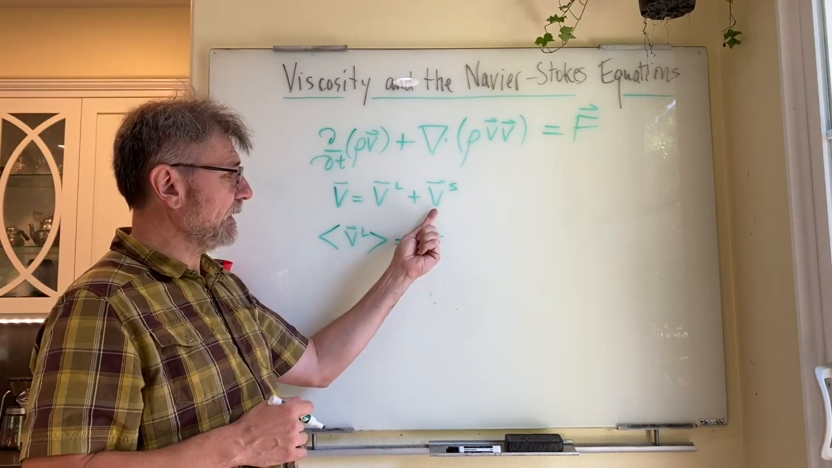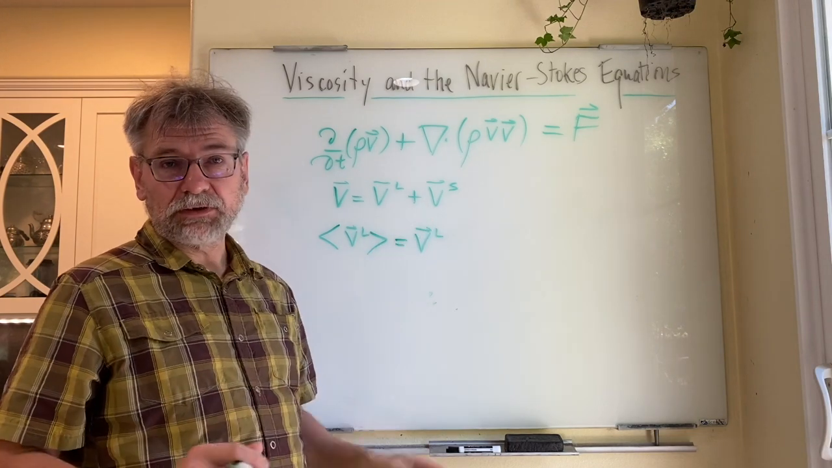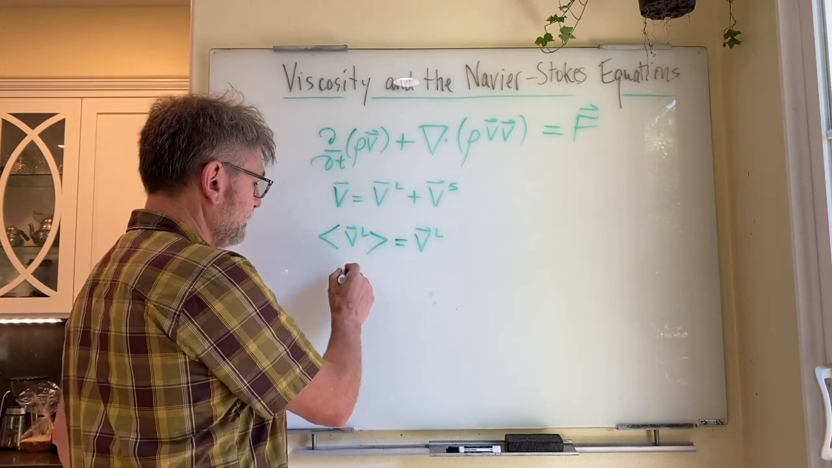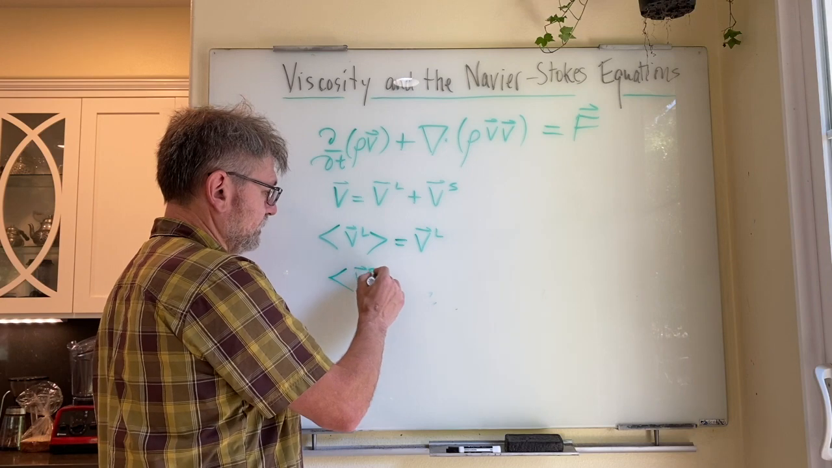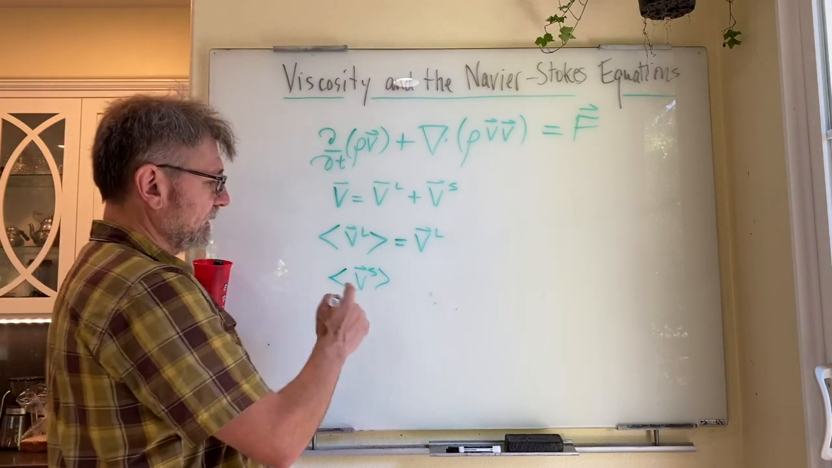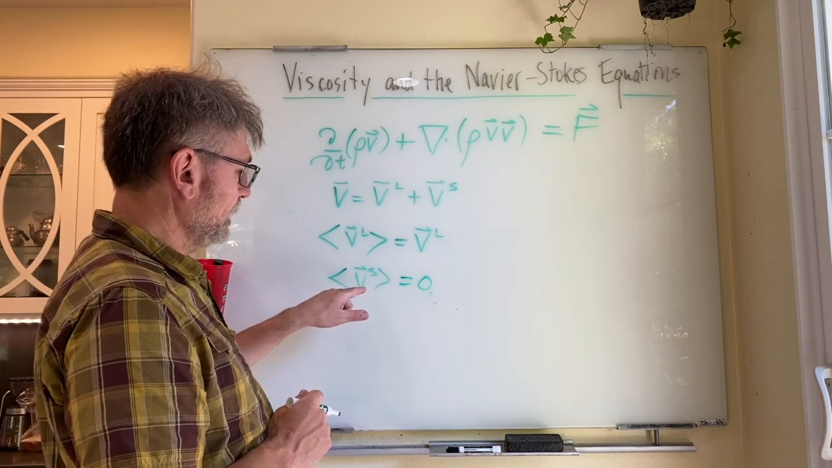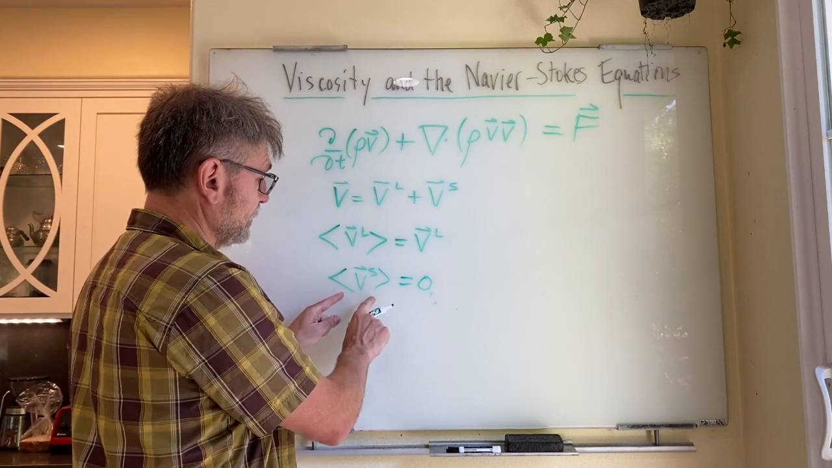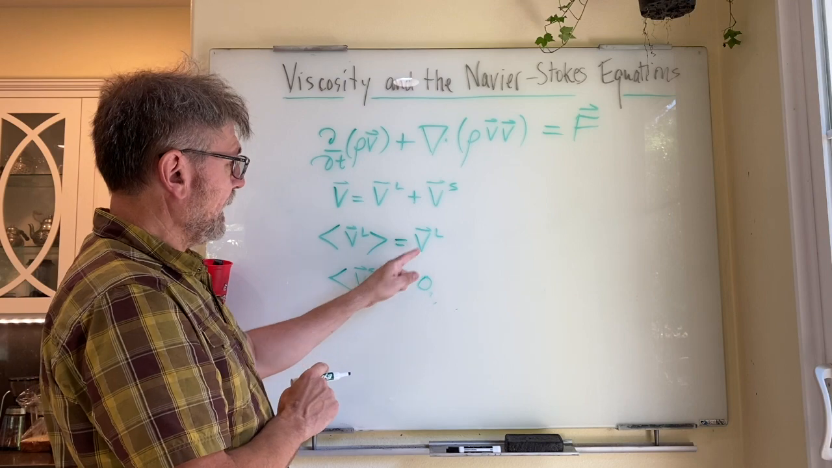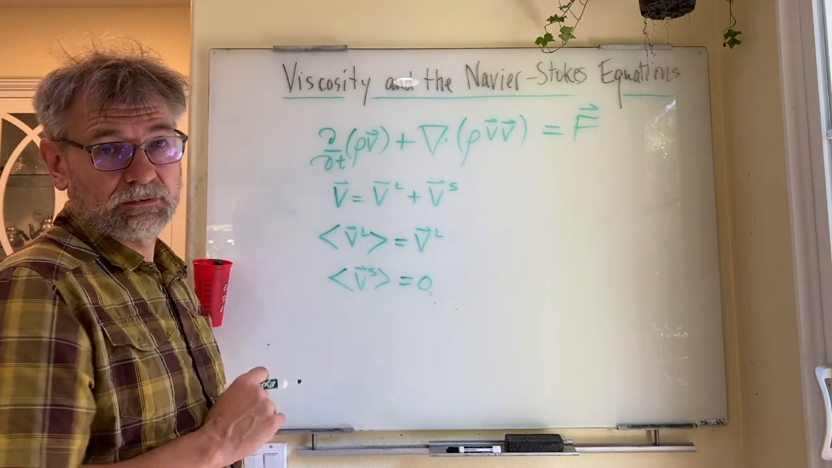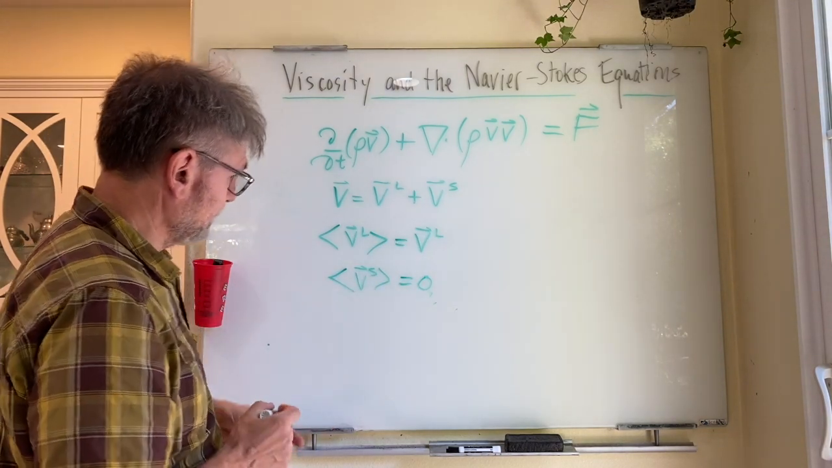On the other hand, v_s has no large scale variation. So if I average v_s, the small scale flow, then the assumption is that it just averages to zero. So everything that varies on scales of the averaging and larger is v_L, and everything else averages to zero. Right, so I've done this decomposition.